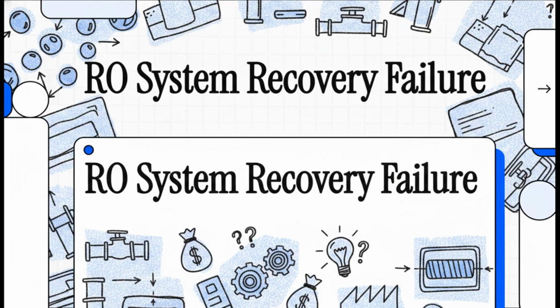Now, if you're an operator, you already know that when your permeate flow drops, you aren't just losing product water, right? You are bleeding money and you're putting a massive amount of stress on your entire system. So today, I want to share the exact methodology I use to troubleshoot these failures, step by step. By the end of this, you're going to be able to confidently step onto your plant floor and keep your systems running at absolute peak performance.